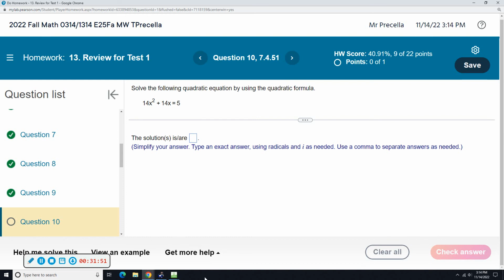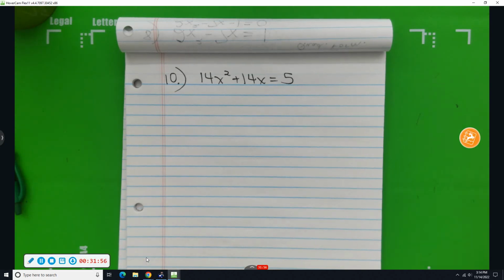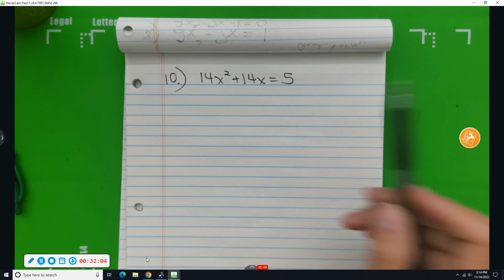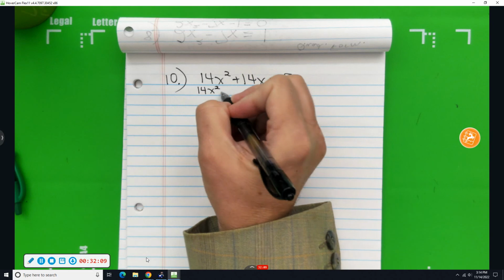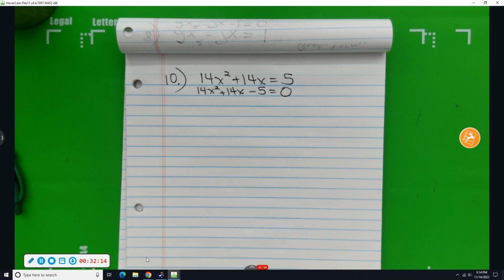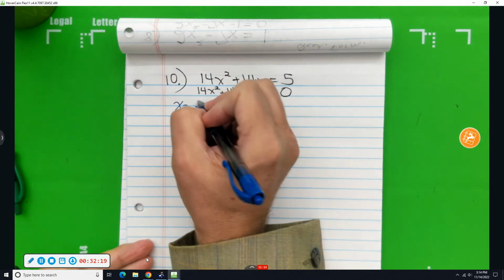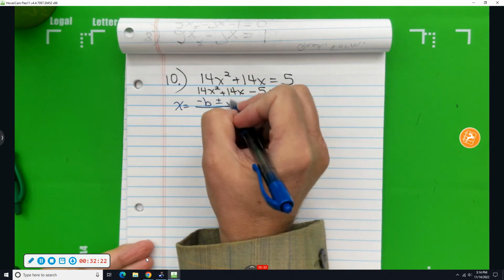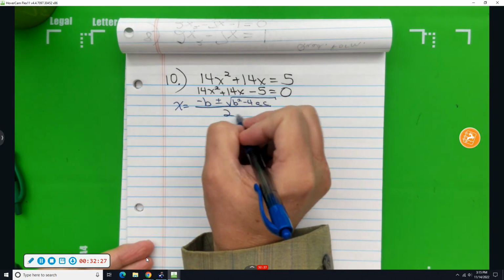Okay. There's only one sensible first step. What is it? Okay, get it set equal to 0. Move that 5 over, so you have 14x squared plus 14x minus 5 equals 0. We recall the quadratic formula: negative b plus or minus the square root of b squared minus 4ac all over 2a.